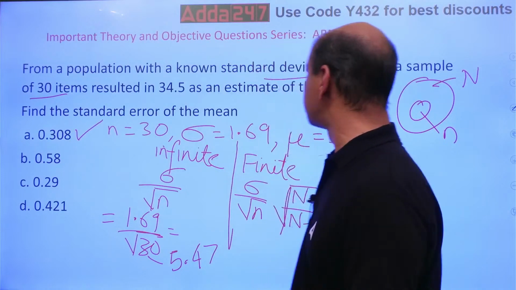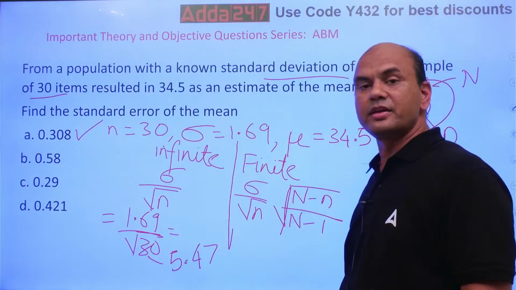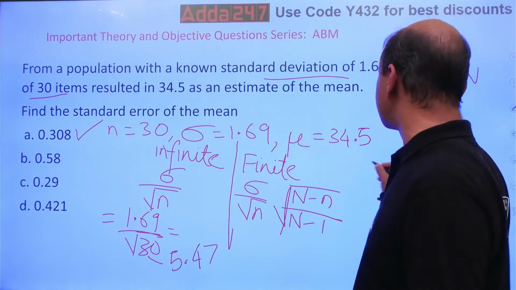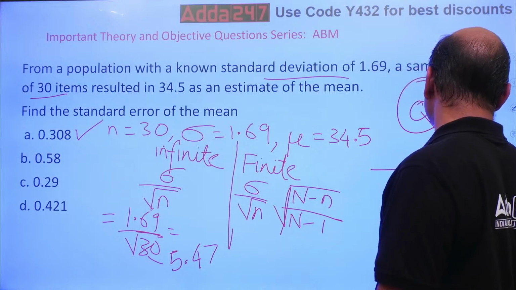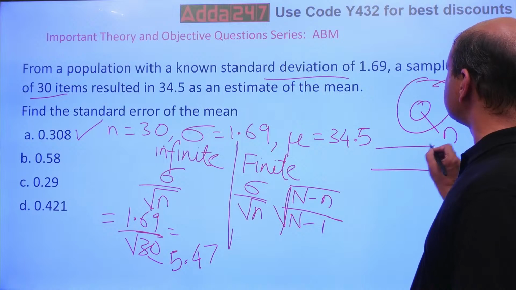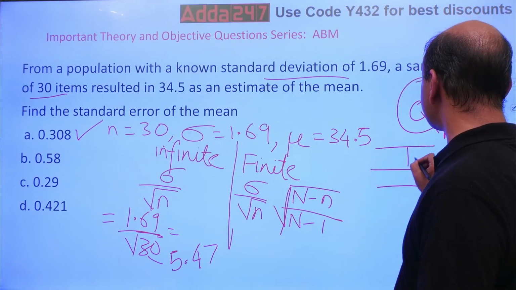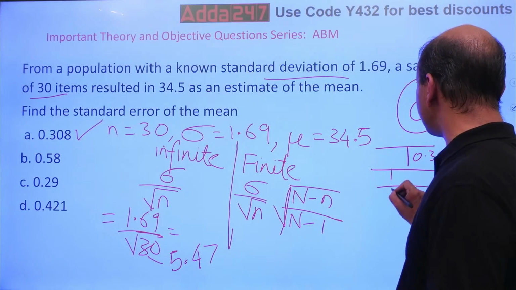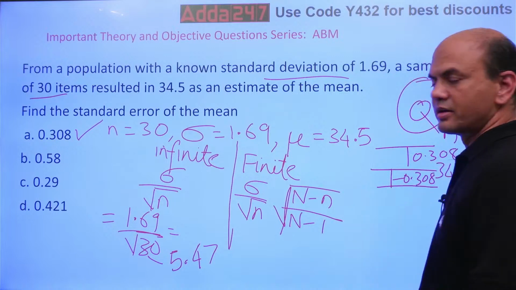What do you mean by this? What do you mean by the standard error? It means again the same thing. If they would ask you one standard error, then mean is given as what? 34.5. This is your center. 34.5. Then above it is, if they ask you one standard error, then what was that? 0.308. And this again minus 0.308 for one standard error.